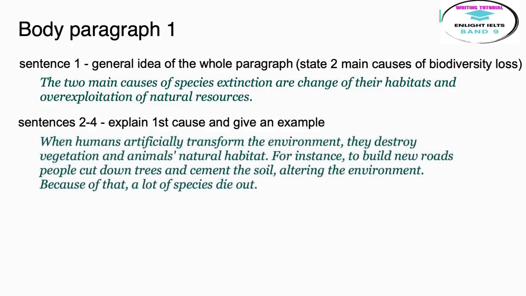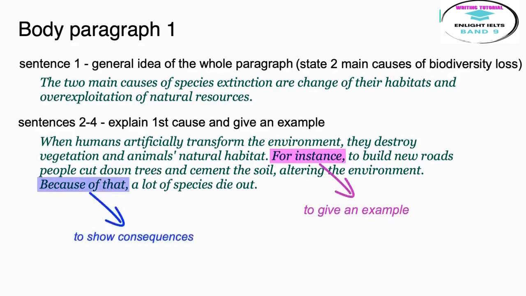When humans artificially transform the environment, they destroy vegetation and animals' natural habitat. For instance, to build new roads, people cut down trees and cement the soil, altering the environment. Because of that, a lot of species die out. Note how I use the linking words. For instance, to give an example, because of that, to show consequences. And it's very good to use linking words.